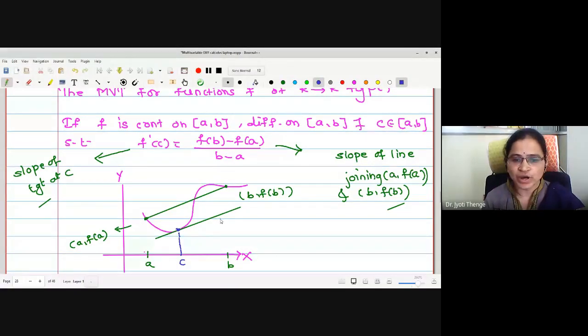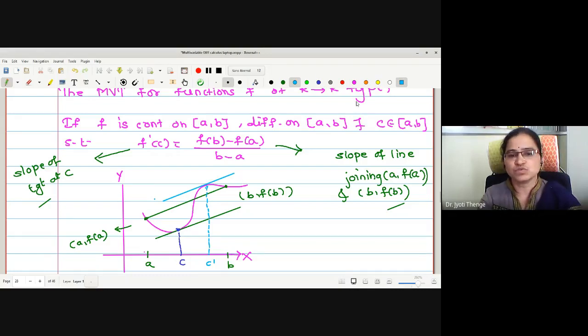Is this point unique? No, the point is not unique. We can find other lines also which are parallel to this line. Let me just draw one more line here. And what is the location of C? Now let me call that some C dash point, somewhere here it is.